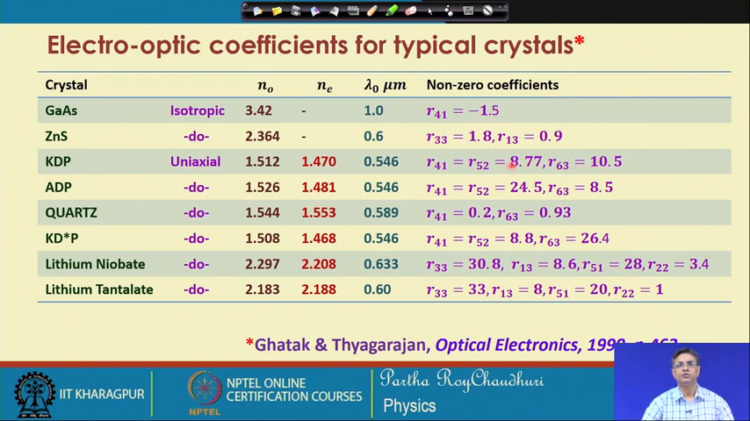So, these are the coefficients for various crystals, KDP, ADP, quartz, KDDP, deuterium phosphate, lithium niobate, lithium tantalate. So, this table is very useful, and these are the experimentally obtained values, and just using these values and knowing the electric field, one can completely specify the refractive index and hence the polarization properties of the electromagnetic waves travelling through the particular medium. And this table is taken from Optical Electronics by Professor Ghatak and Professor Thyagarajan, this book Optical Electronics.